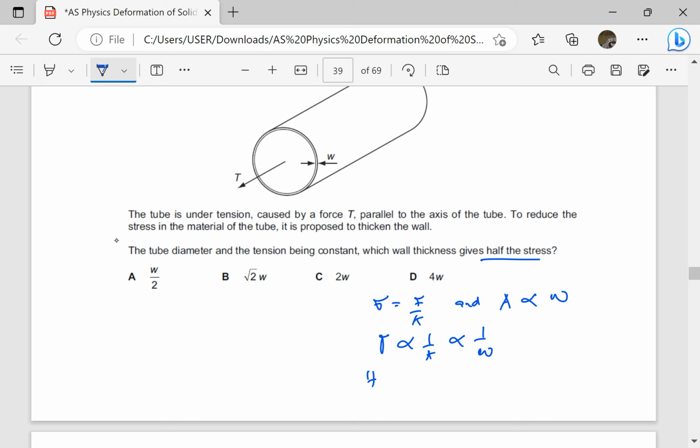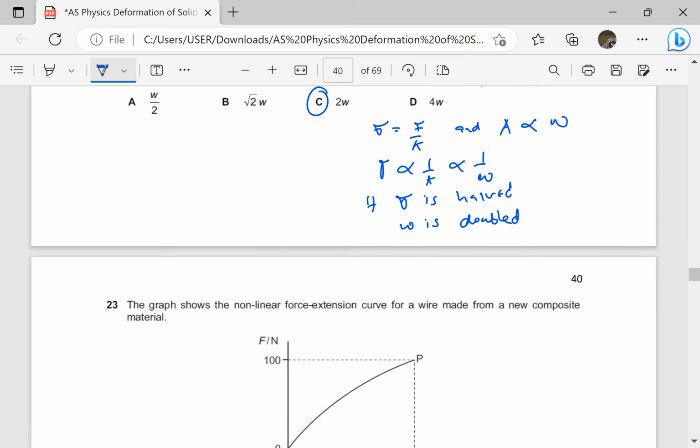So if stress is doubled and stress is inversely proportional to thickness, then stress is halved. If stress is halved, then W is doubled because they're inversely proportional. So the answer is going to be C.